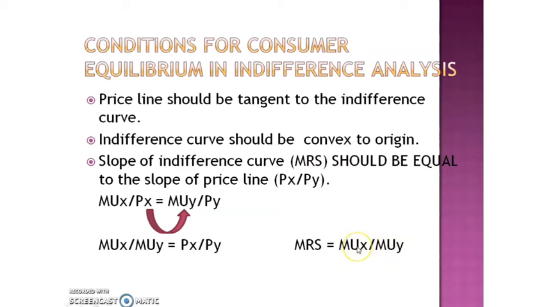That means the rate of sacrifice in order to gain more of commodity y. So the sacrificing ratio is the MRS. So it is an application of the law of equi-marginal utility. That's why the slope of indifference curve should be equal to the slope of price line. Then we can discuss this consumer equilibrium with the help of a diagram.